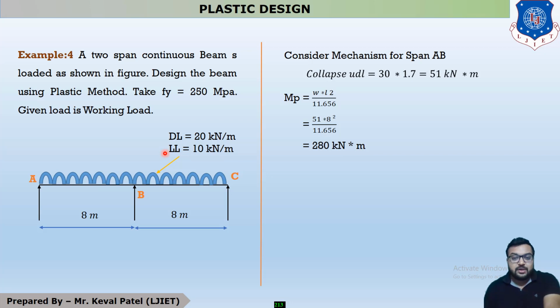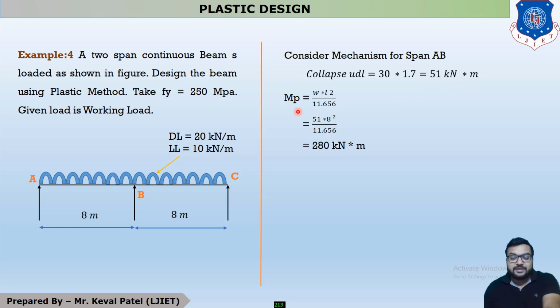Okay, so now you can see that both spans are subjected to 20 plus 10, which is equal to 30 kilonewton per meter. So first of all, we are moving further to the calculation of span AB. So what is the factored collapse load? Our factored collapse load is 30 into 1.7, which is equal to 51 kilonewton per meter. Okay. So over here it is kilonewton per meter, not kilonewton into meter.